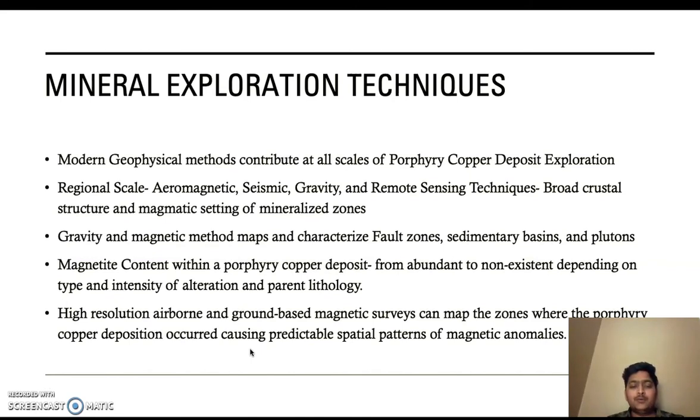Minerals of diverse geophysical properties are concentrated near the topographic surface in porphyry copper deposits. Like magnetite, distribution ranges from abundant to non-existent depending on the type and intensity of alteration, mineralization and parent lithology of porphyry copper deposits. This porphyry copper associated alteration occurs in zones which cause predictable spatial patterns of magnetic anomalies, which can be mapped by high resolution airborne and ground based magnetic surveys.